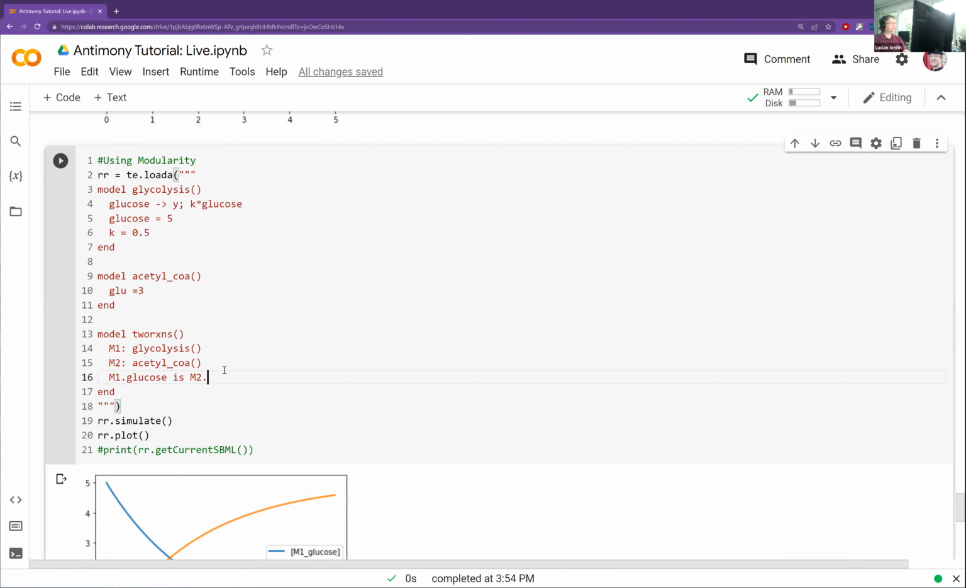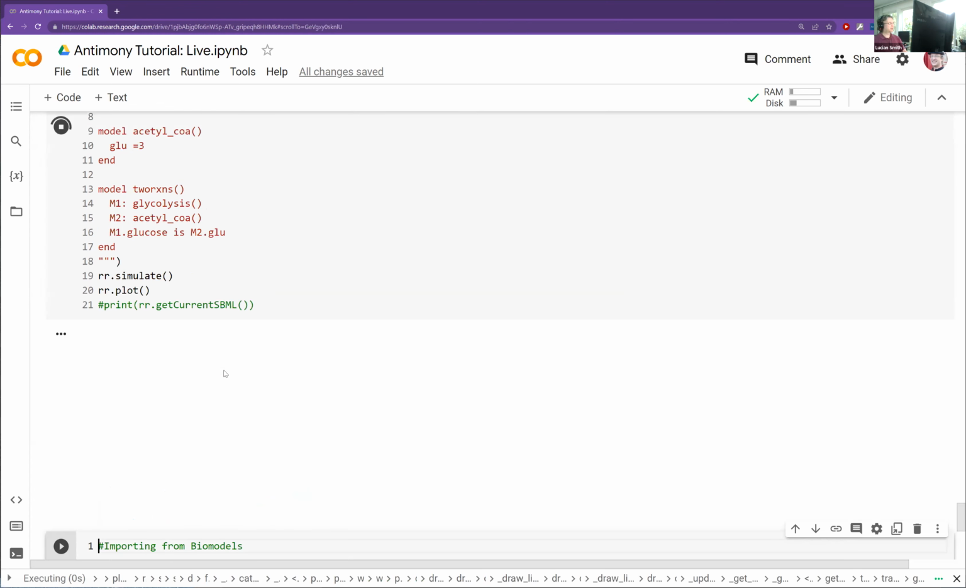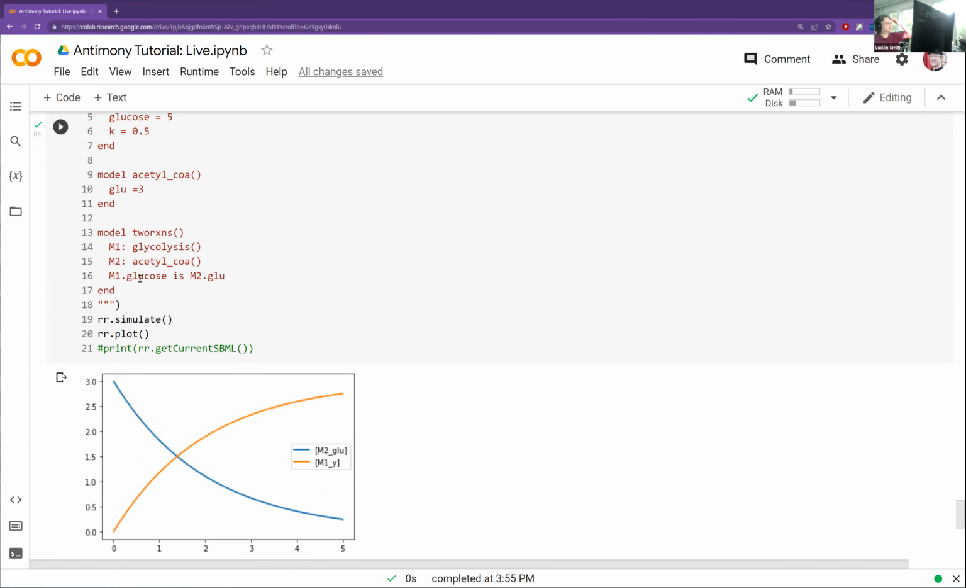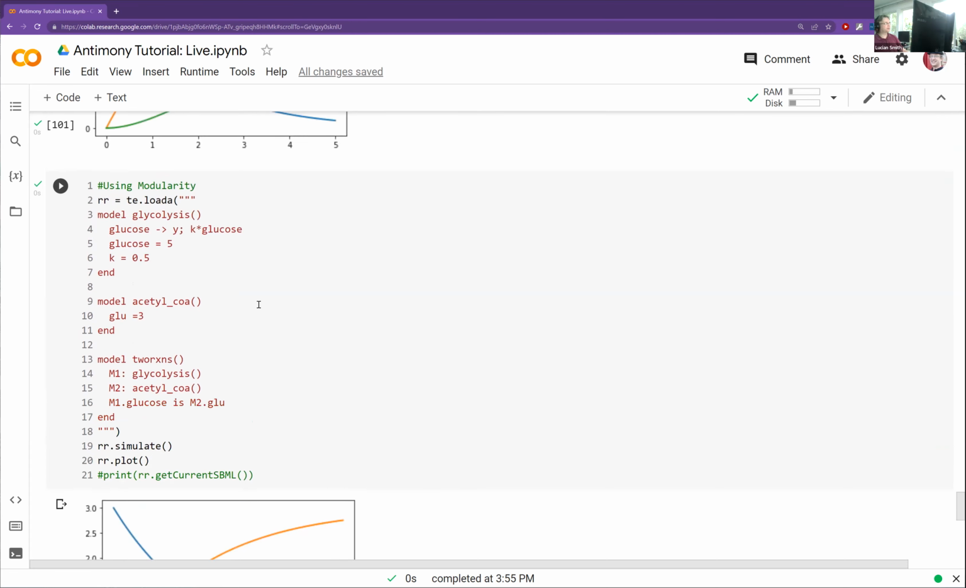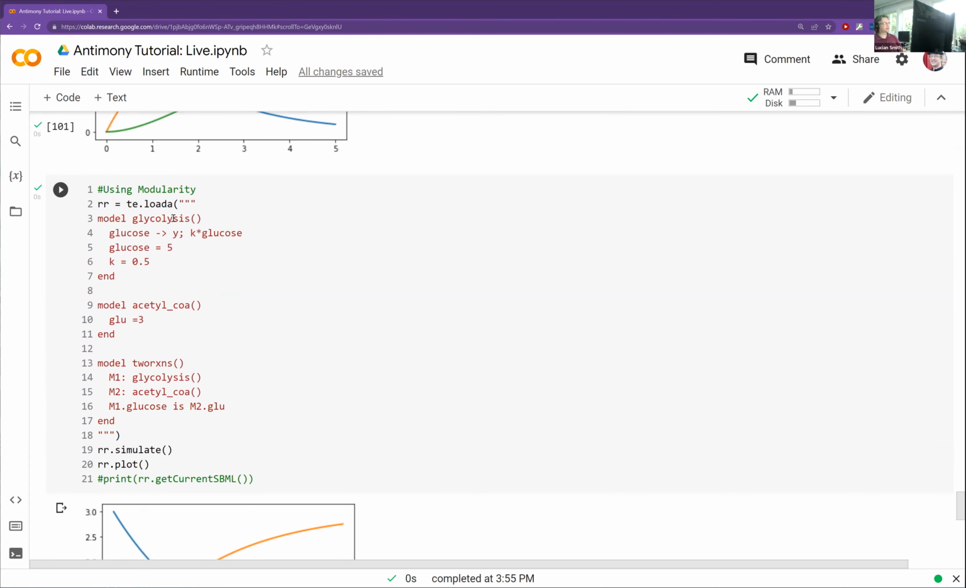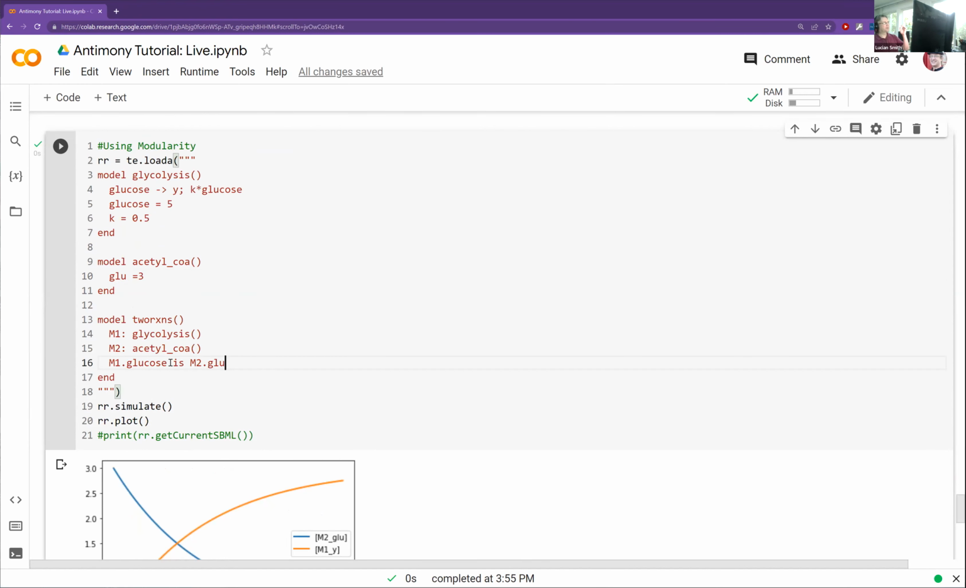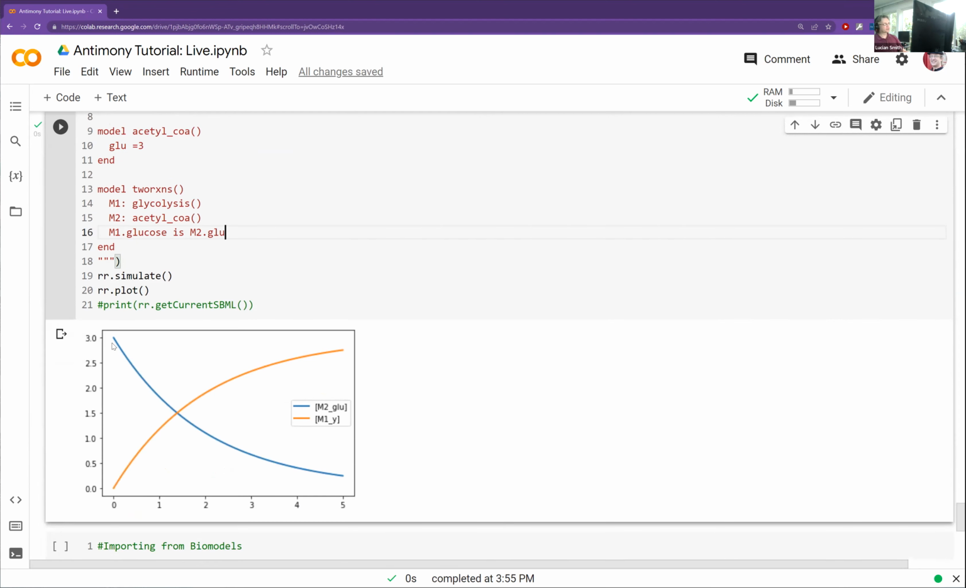M1.glucose is M2.glu. And now it starts from 3 instead of from 5, because this line tells you that those two things are the same thing. So we no longer have as many variables in the model, and glucose was set to be 5 in the glycolysis model, but it was set to be 3 in this model. So once we've combined them and given it a priority, you can read it as M1.glucose is now M2.glu. So M2.glu takes priority, and it starts at 3 instead of 5.